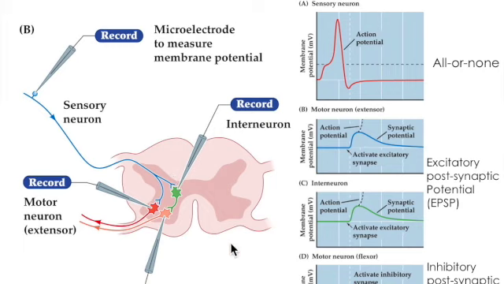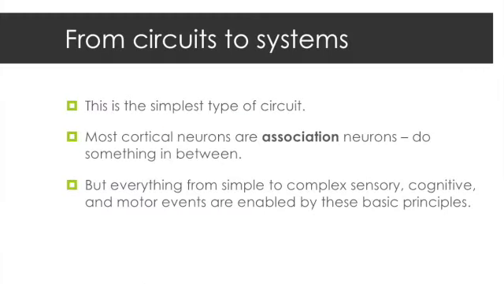Now, most cortical neurons, right, most neurons that are actually in your cortex are doing something in between. They're what we would call association neurons. So they include interneurons and a whole lot of neurons that are not just taking one input and converting that into one output, but are integrating many, many different inputs and then summing them towards their responses.